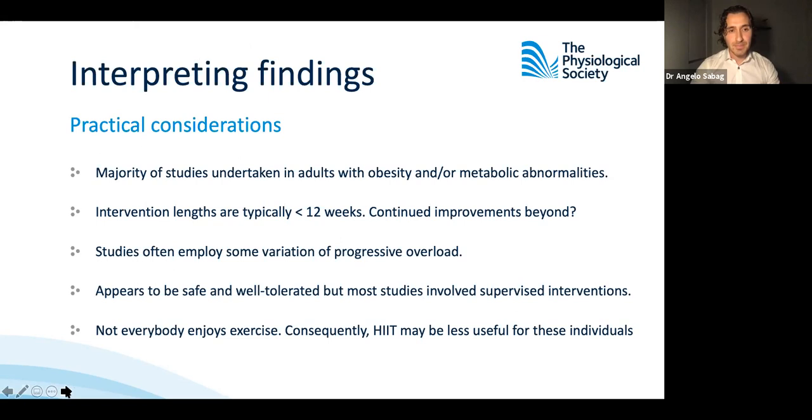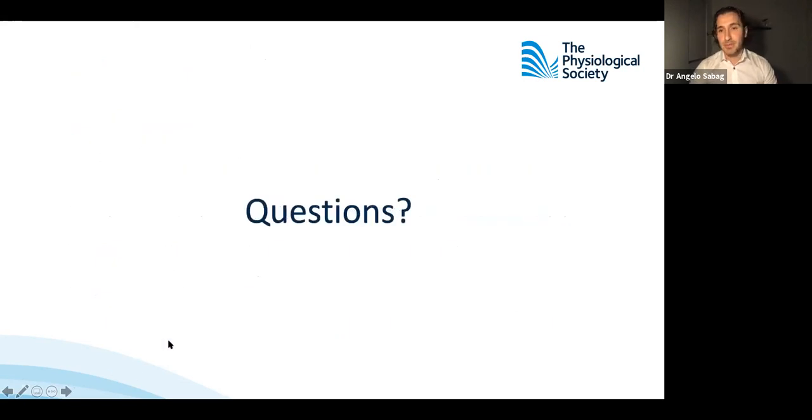Otherwise, I'm going to pass it to Professor Coombs, who will talk about the editorial process and a little bit about his experience in the field.